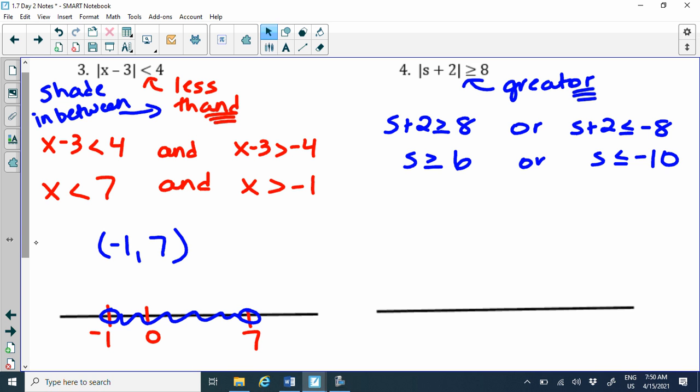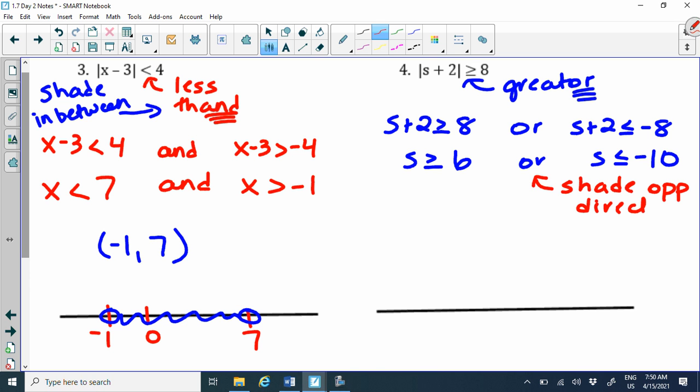Okay, with or problems, we shade opposite directions. So I put this at -10, I have 0 in between, and 6. So because it has an equal bar, both of them are closed circles. And I shade opposite directions, so here and here. And I write my interval notation. So remember, because I go opposite directions, it goes forever in both the -infinity and +infinity directions.